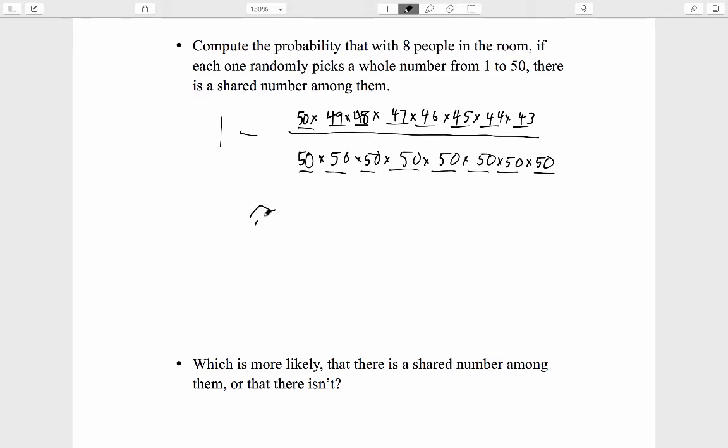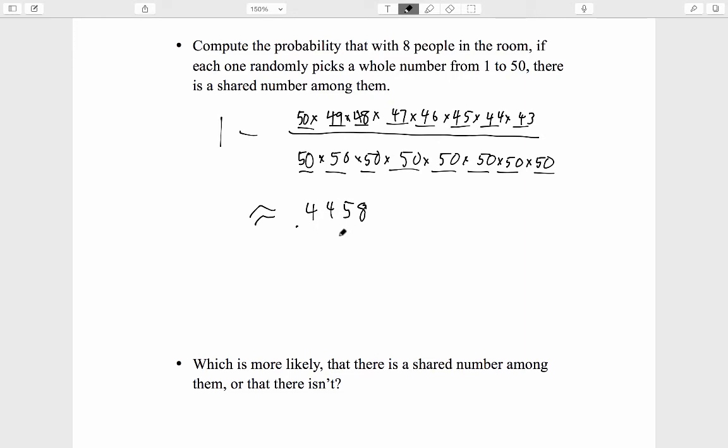When we compute this probability that there is a shared number somewhere among the group, we obtain approximately 0.4458. That means, when we go on to ask which is more likely, that there is a shared number among them or that there isn't, it's more likely that there isn't.